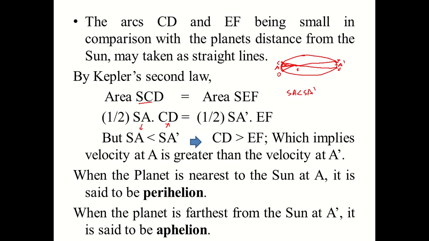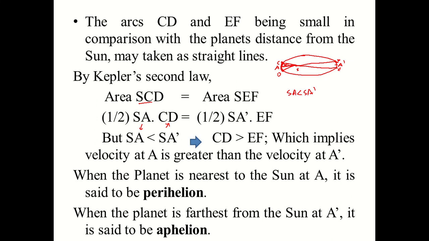which implies that if CD is greater than EF, and the planet covers these distances in the same time, then CD is larger, meaning the velocity of the planet at this position is greater. Or we can say that the velocity of the planet during the perihelion is greatest, and the velocity of the planet is least during the aphelion. That is one of the greatest consequences of Kepler's laws of planetary motion. That is, when the planet is near to the sun, it moves very fast, and when the planet is farthest from the sun, it moves with less speed or least velocity.